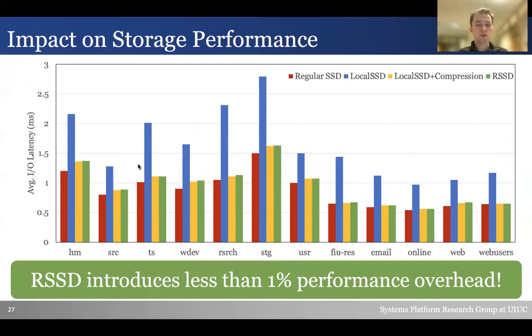Next, we evaluate the impact on storage performance, in particular the average latency of I/O operations. We add regular SSD here, which is an unmodified SSD. We fill the SSD to 80% and run the corresponding traces. Our evaluation shows that naively storing data, comparing regular SSD and local SSD, results in almost 2 times overhead, as fewer available blocks result in intensive GC operations. If we compare RSSD, we add only 1% additional overhead compared to previous solutions, resulting from transferring stale data over the network.